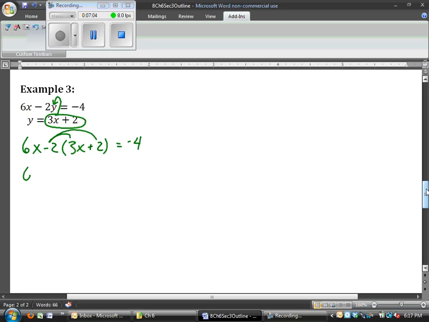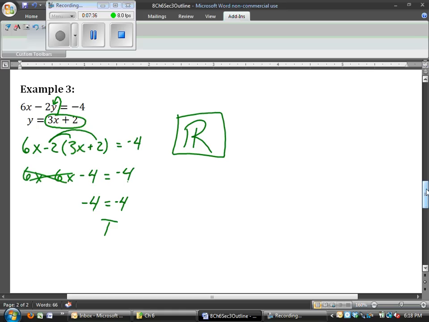Distribute the negative 2. Negative 2 times 3 is negative 6x. Negative 2 times 2 is negative 4. 6x minus 6x cancels out. So all I'm left with is negative 4 equals negative 4. As soon as I get that, there are no values for x. I have to look to see, is this a true statement or a false statement? Negative 4 is equal to negative 4. It's true. Therefore, we have all real numbers for our solution.